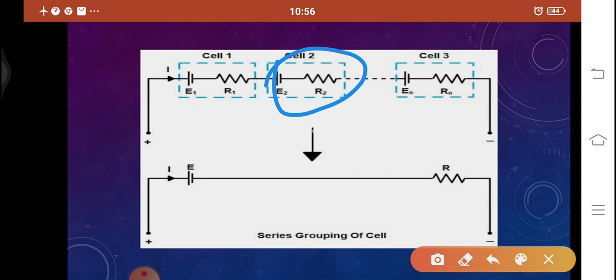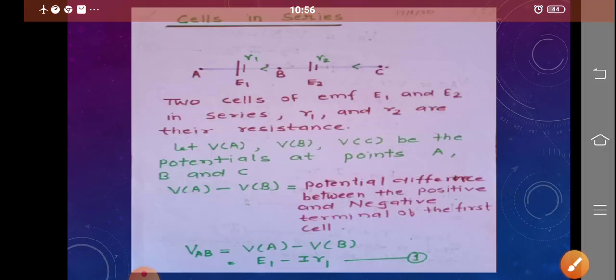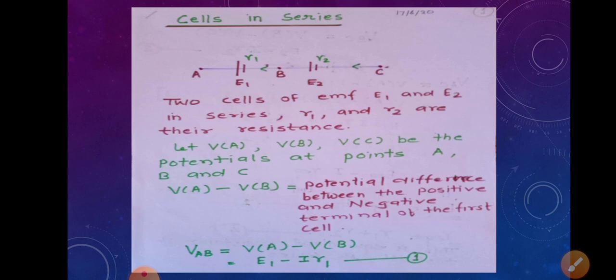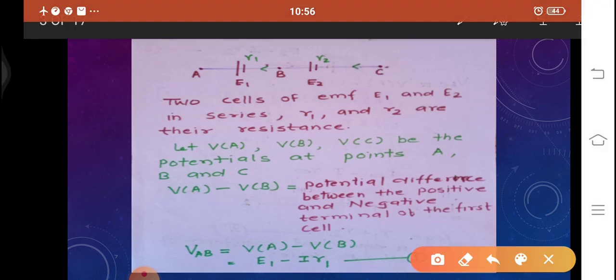Now suppose A, B and C are three points, and two cells, E1 and E2, are connected here. The potentials at points A, B and C are VA, VB, VC. Now what is VA minus VB? VA minus VB is the potential difference between points A and B, which is the terminal potential difference, and that will be E1 minus IR1. And here we take the same current.